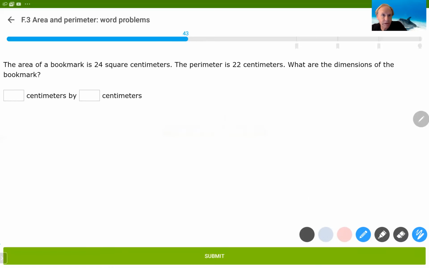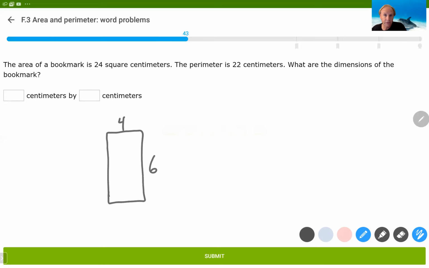The area of a bookmark is 24 square centimeters. The perimeter is 22. What are the dimensions? Again, we've got to try trial and error. I know it already, but I'm going to try 4 by 6. 4 by 6 is 24.